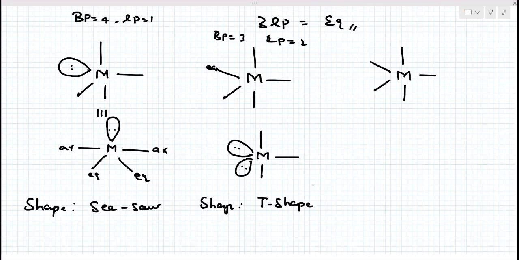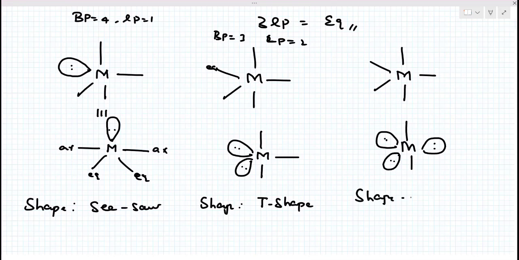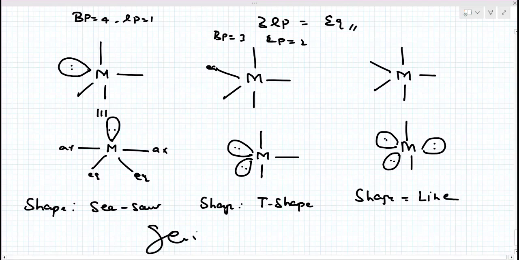Now where do I put the lone pair again? Equatorial. Therefore, this is also a lone pair, and this also a lone pair. Now what is the shape of this molecule? Look, only the bond pairs remain, so it is linear, right? Shape is linear. What is the geometry of all these molecules? Trigonal bipyramidal. You got the point.